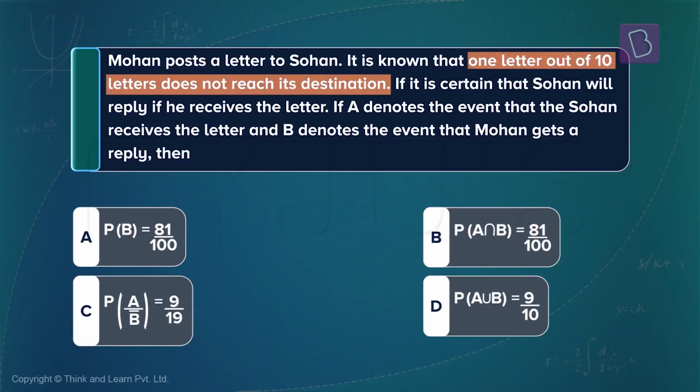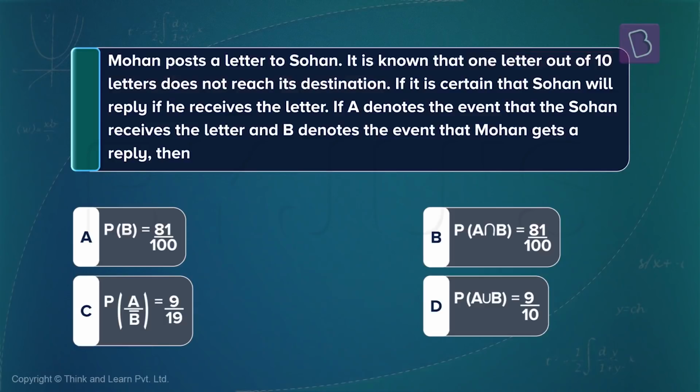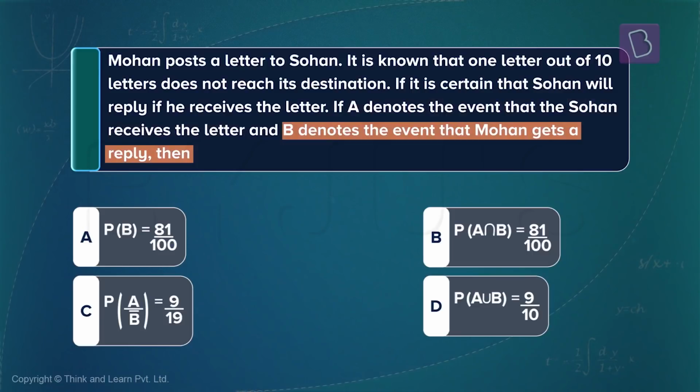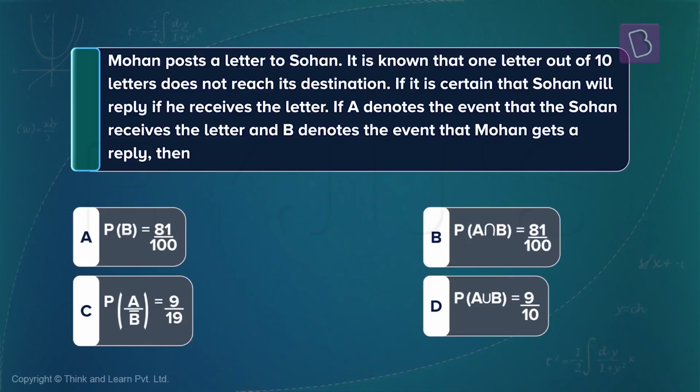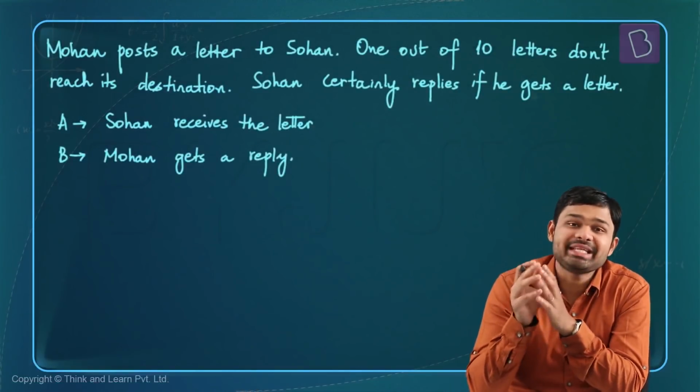Now event A is nothing but the fact that Sohan receives the letter from Mohan, whereas event B is the fact that Mohan gets a reply from Sohan. Now this is a multiple correct answer kind of question, so we have to check which of the given options are correct. We'll have to individually go to each option and check them. The first option says P of B is 81 over 100, so we have to check if P of B is 81 over 100. But B is Mohan getting a reply.